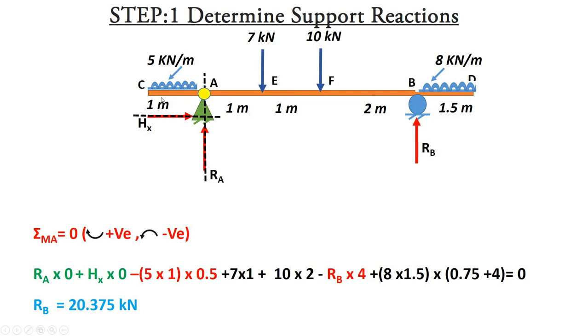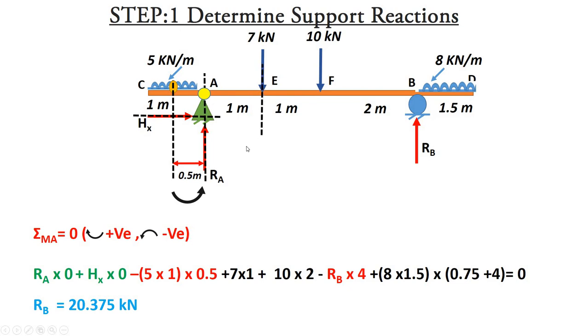Now next, what about the moment of this UDL, and where is the CG of the UDL? The CG of the UDL is at the half span of the UDL length. What about the UDL length? The UDL length is 1 meter, so the CG will act at 0.5 meter. So 5 into 1, that is the total load, and 0.5, that is the perpendicular distance from point A. And what about the nature of moment? The nature of moment is anti-clockwise, that's why negative. Here clockwise is positive and anti-clockwise is negative, right?